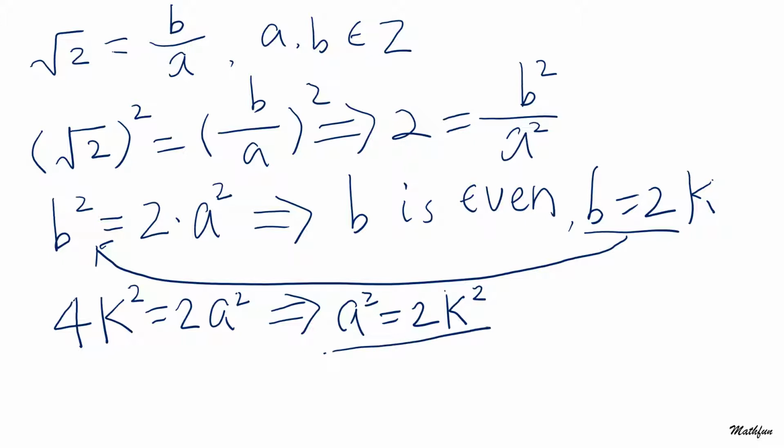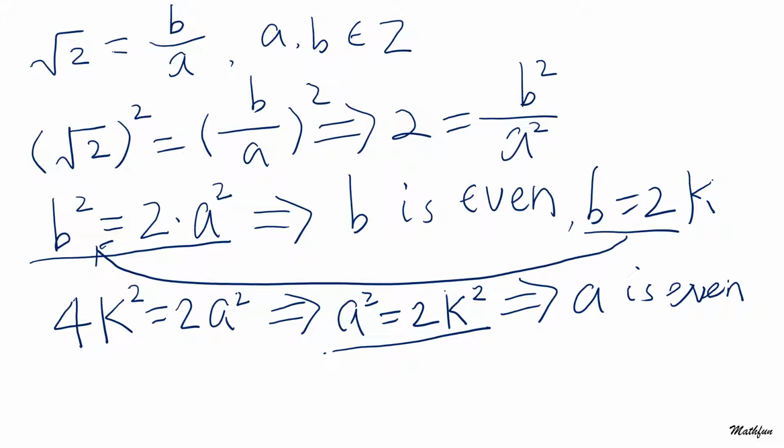You see this equation and that equation. It's basically the same, isn't it? So that tells you what? That tells you a is also even. And that's impossible. That leads us to a contradiction.